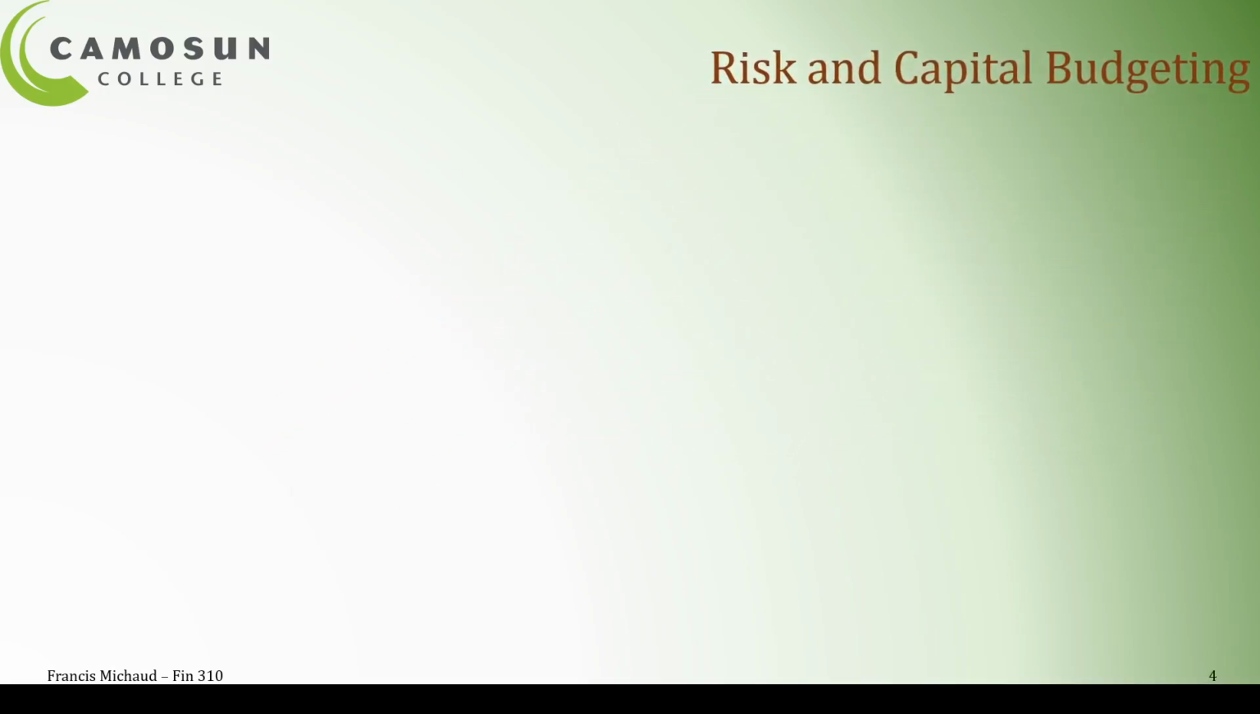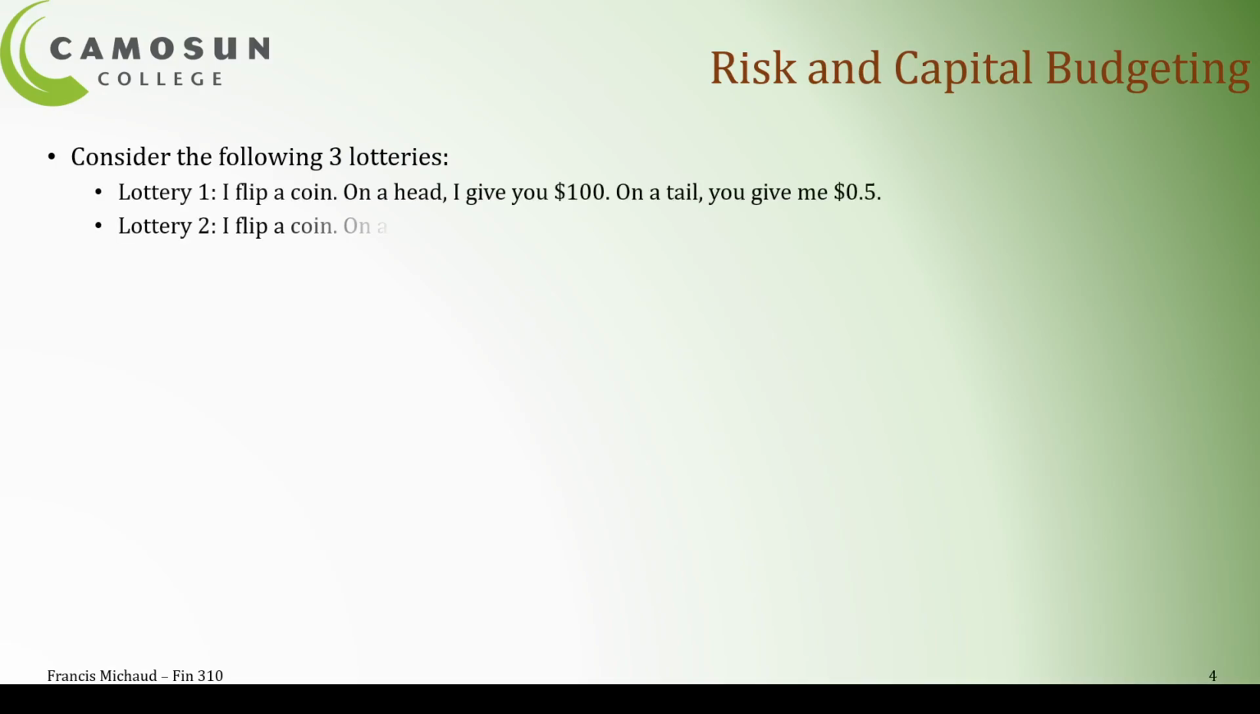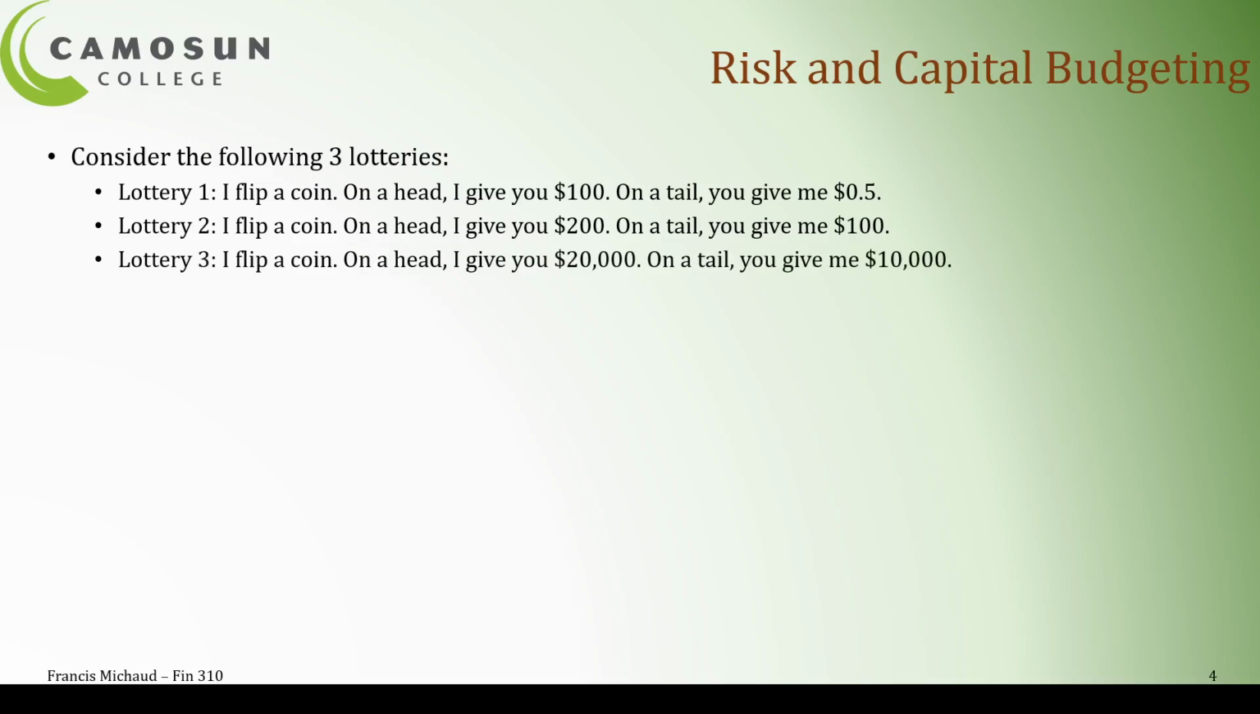Okay, so what is risk aversion? Well, I think it's easier to start with an example. Suppose that I offer you to participate in one of these three lotteries. I'll flip a coin. If I get head, I'll give you $100. That's lottery one. And if I get tail, you give me 50 cents. Second lottery, same thing, but on a head, I give you 200, and on a tail, you give me 100. Lottery three, same thing, but on a head, I give you 20,000, and on a tail, you give me $10,000.